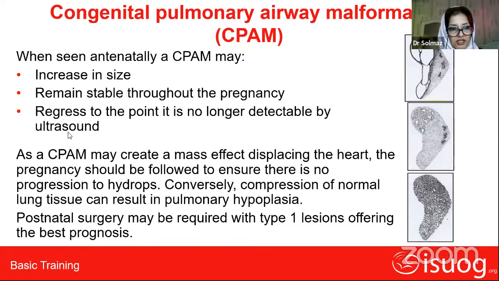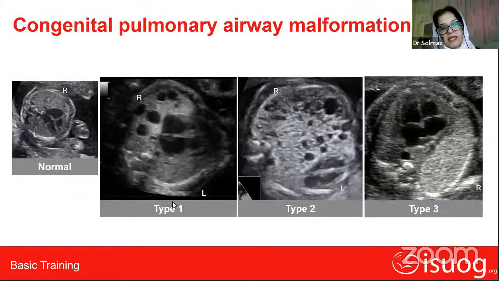Some sample pictures. On the left-hand side, you see the normal. And the picture number 2 shows a type 1 CPAM. You see some different size cysts in the right lung. In the middle image, you see type 2 CPAM. You see some sort of mixed size cysts with hyperechogenic lung, which has pushed actually the heart to the left side of the chest. And this is type 3 CPAM, homogeneous and hyperechoic.